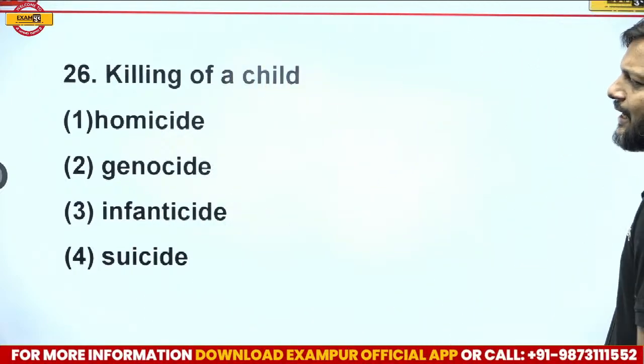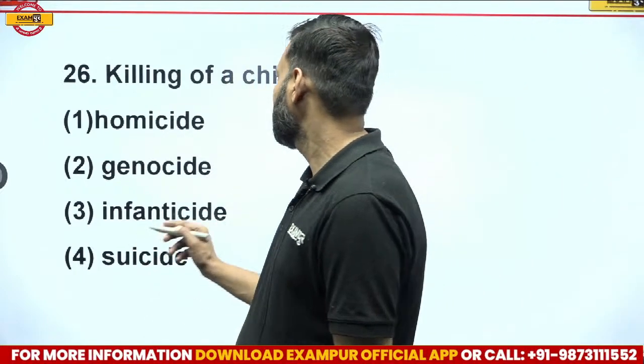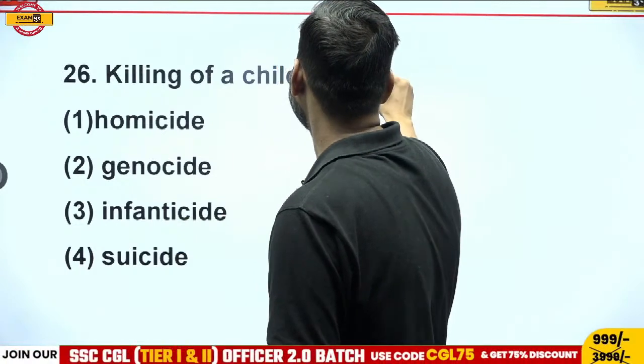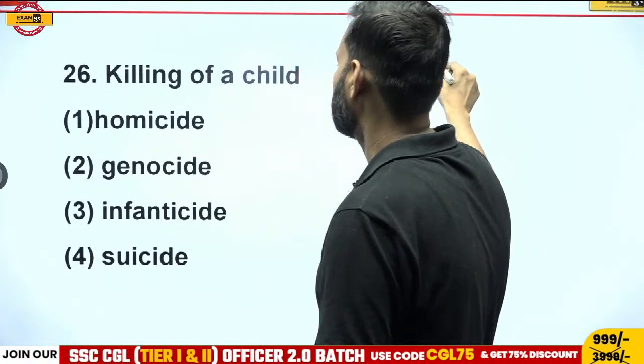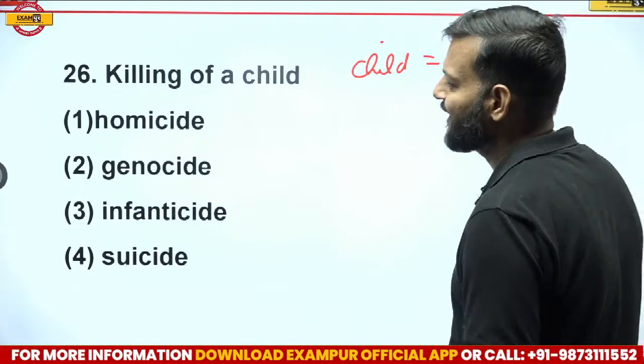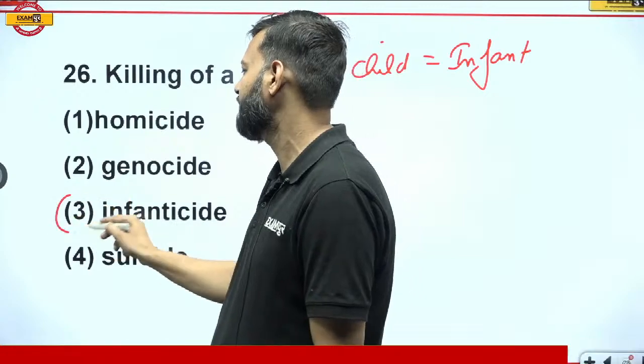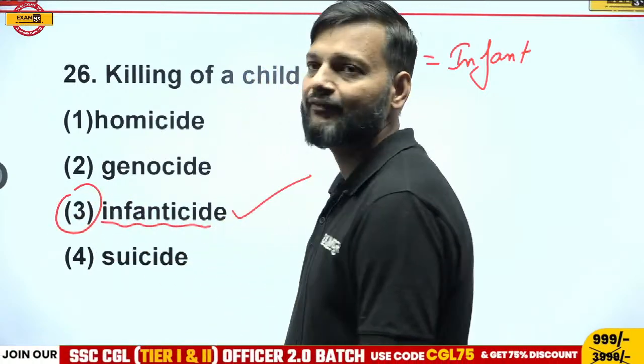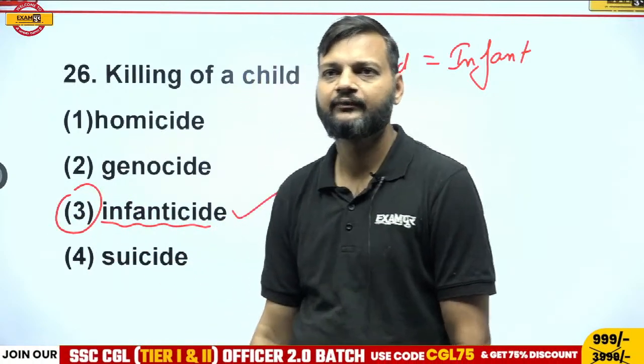So killing a child means infanticide. Infant means child, and cide means killing. So infanticide is the right answer.